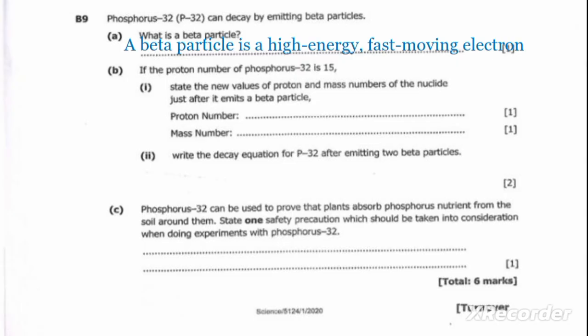We are done with question A. Let us move to question B. If the proton number of phosphorus-32 is 15, state the new values of proton and mass numbers of the nuclide just after it emits a beta particle. So they want us to state the new proton number and the new mass number. The first thing that we are going to do is to come up with the beta radioactive equation.